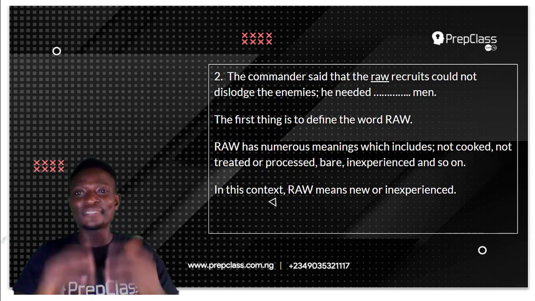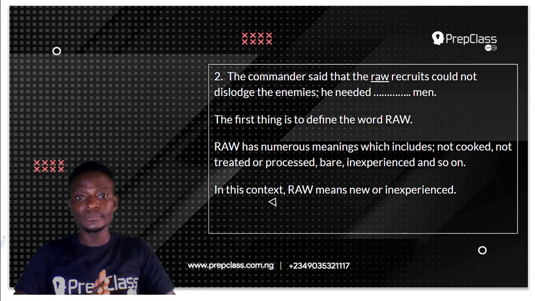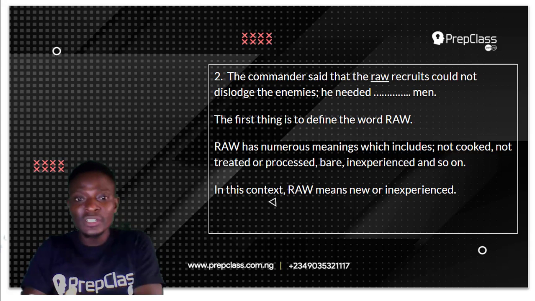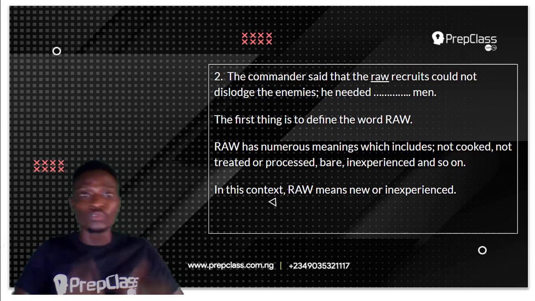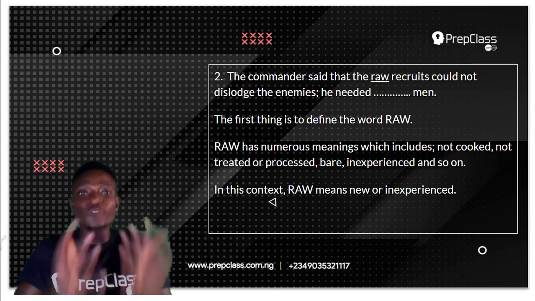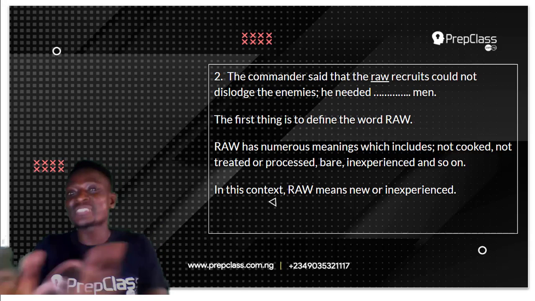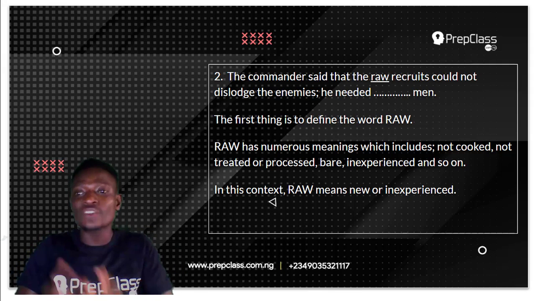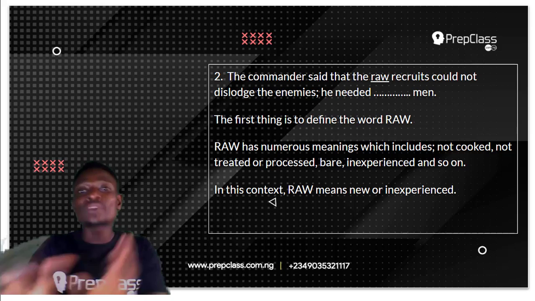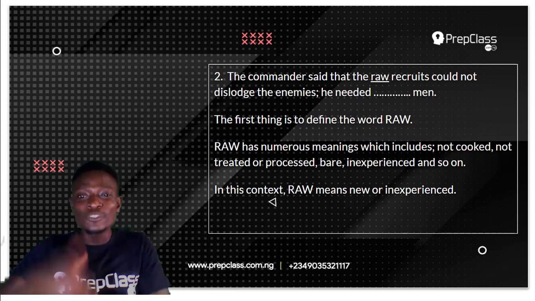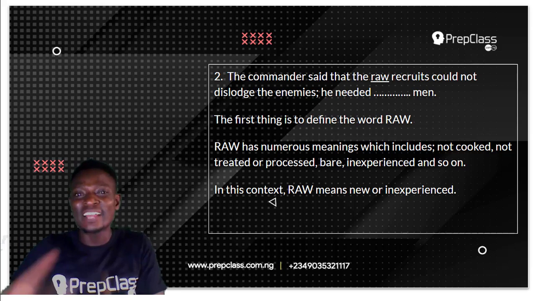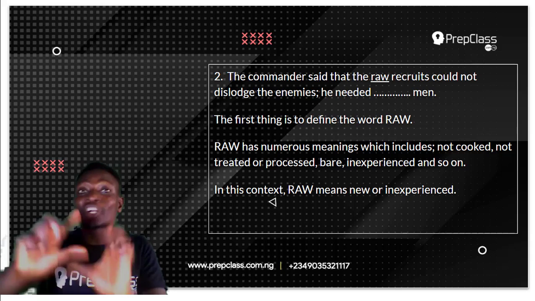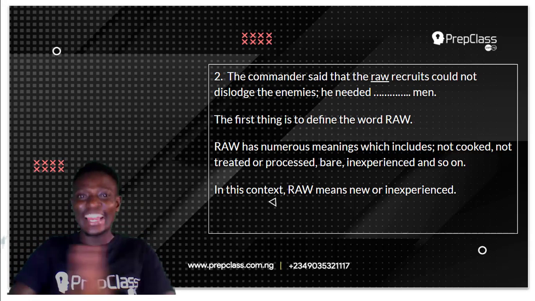The first thing to do is to define the word raw. Now, the word raw has numerous meanings, which includes not cooked. When you go to the market and you get fresh meat, it is raw meat. It is not cooked. It can also mean something that is not treated or processed. It can mean to be bare, to be inexperienced, and so on. Now, in this context of use, the word raw means to be new or inexperienced. So we can say that the commander said that new or inexperienced recruits could not dislodge the enemies.